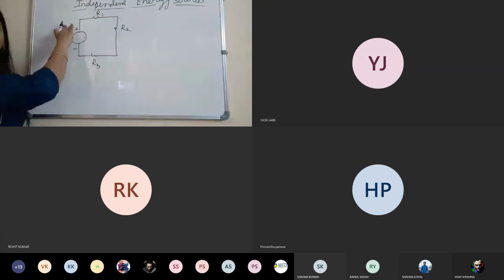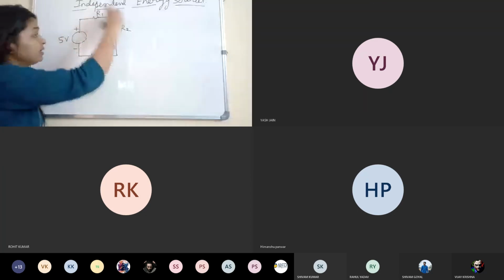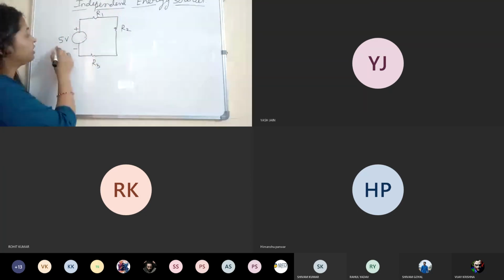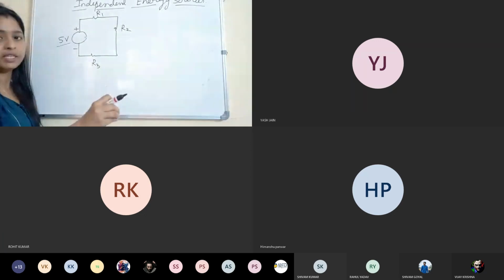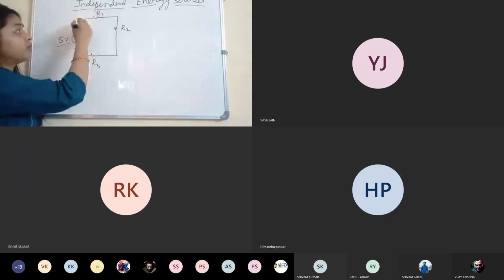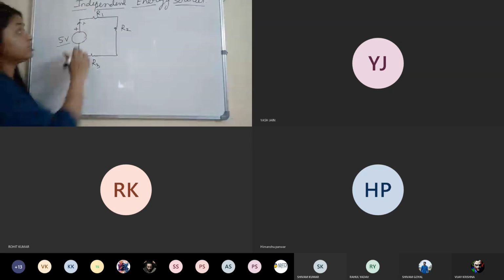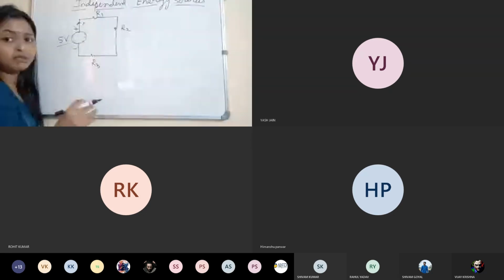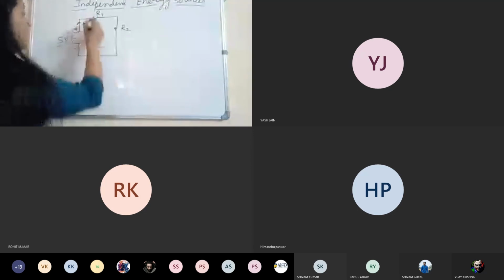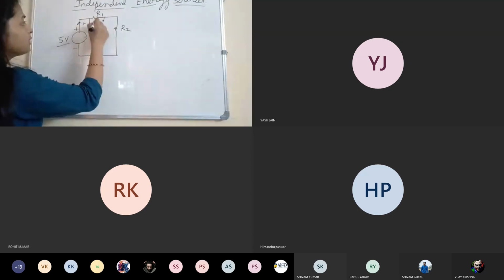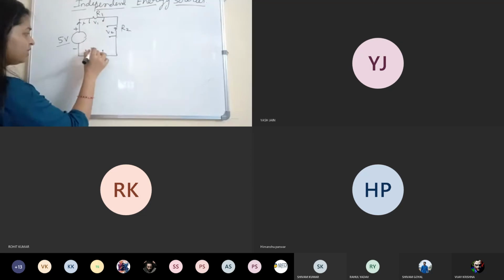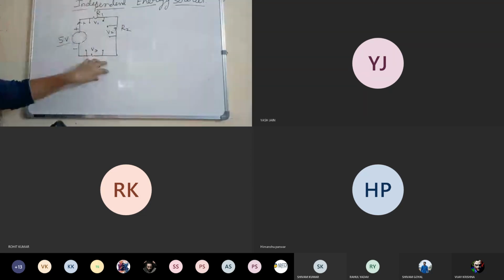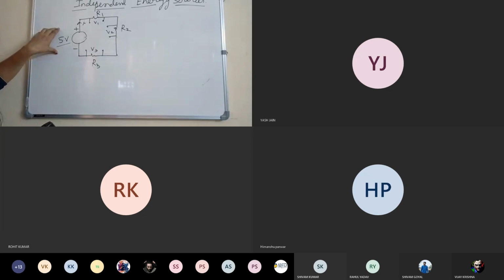You can see my 5 volt is not depending on any other component. If I've written 5 volt here, it will always generate 5 volt. It will give the circuit 5 volt, whatever current is flowing. It is not depending on R1, R2, or R3. What do R1, R2, R3 do? They just take the drops V1, V2, V3. Yes, they take the drop, but the generator is 5 volt, not depending on any other parameters.